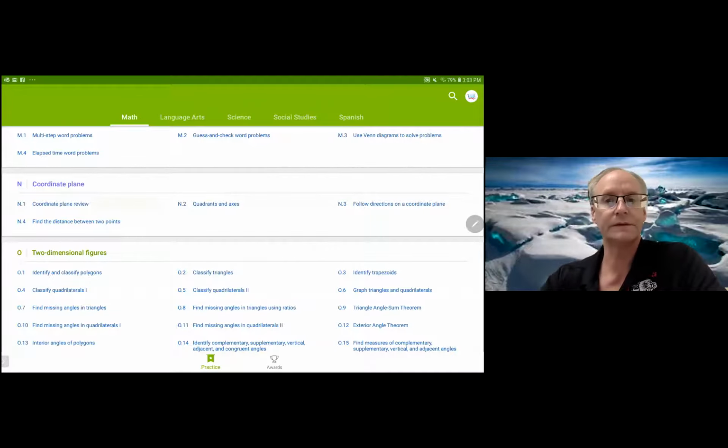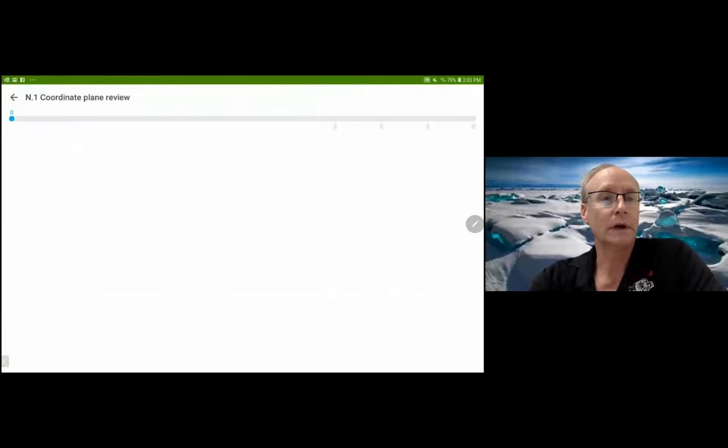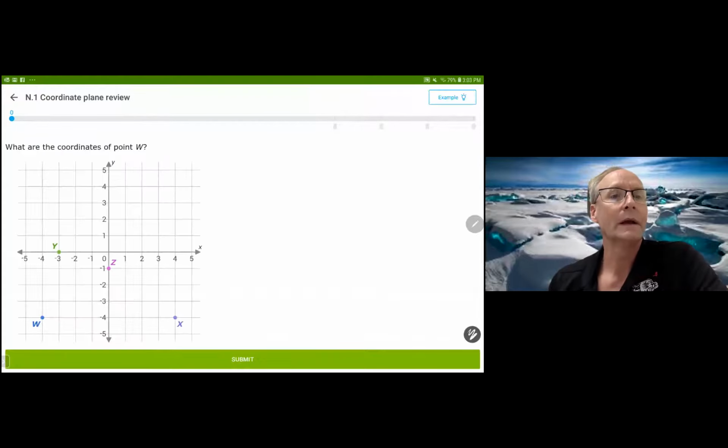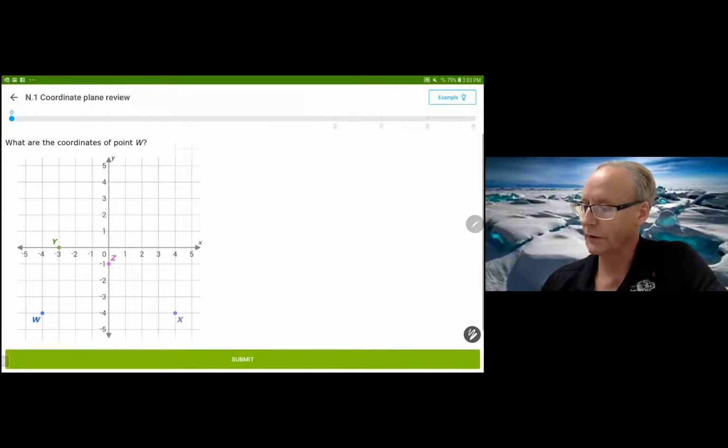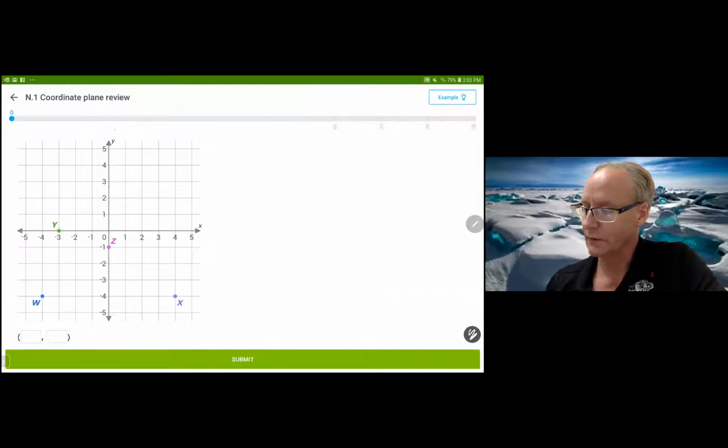So here it is, N1. This is from 8th grade IXL. And we want to know what are the coordinates of point W. And so we're supposed to enter the coordinates. Now the coordinates are always the X value that goes with your point and the Y value that goes with your point. And since W is located right here, there's my W.